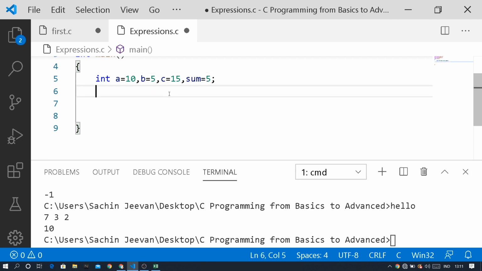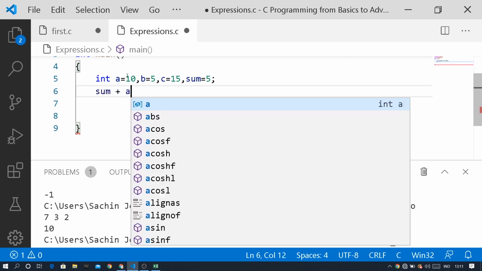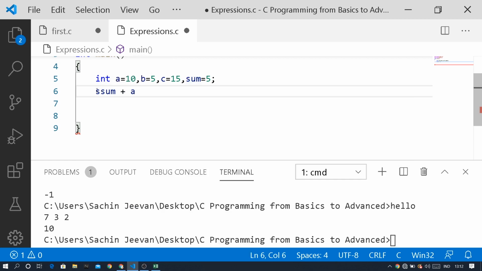And what you need to do is take a and add it with sum, and again store it in sum itself. For example, you take sum and add a. What will be the answer? a is 10 and sum is 5. Adding both, you'll get 15, and that 15 has to be stored in sum itself. When such a kind of expression is given, then there comes a compound assignment operator.